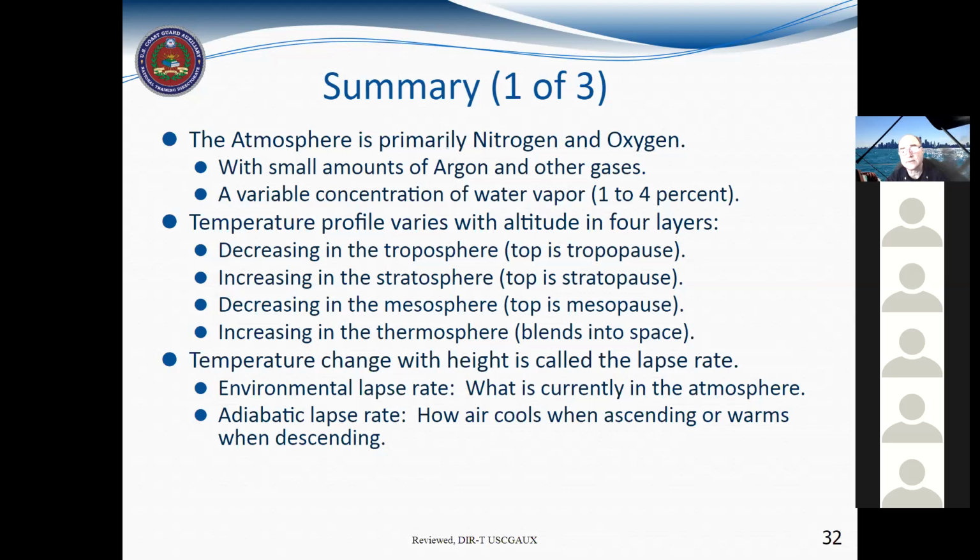And the top of the stratosphere is the stratopause. And once you get past the stratopause, you see a change, so that up in the middle sphere, the mesosphere, the temperature starts decreasing with altitude until you get to the top of the mesosphere, which is the mesopause. And then after that, the temperature actually increases as you get into outer space. So it's coldest at the top of the mesopause there, right? All right, temperature change with height is called the lapse rate.